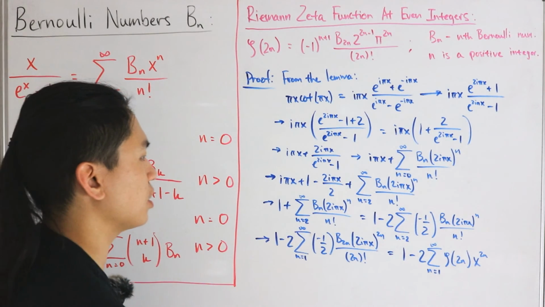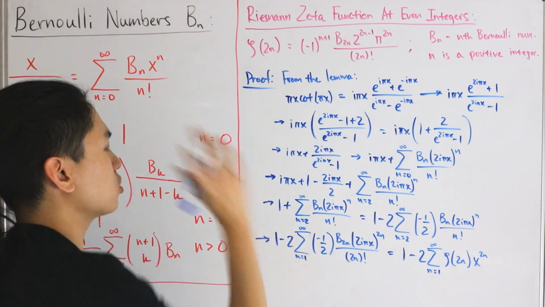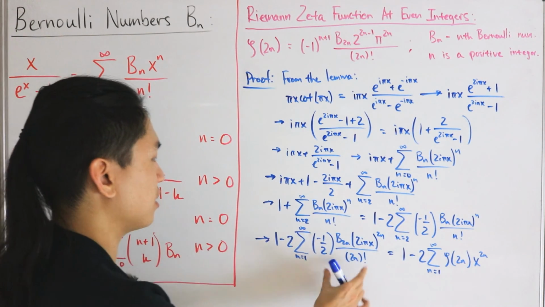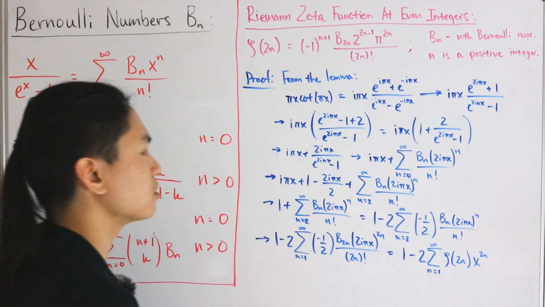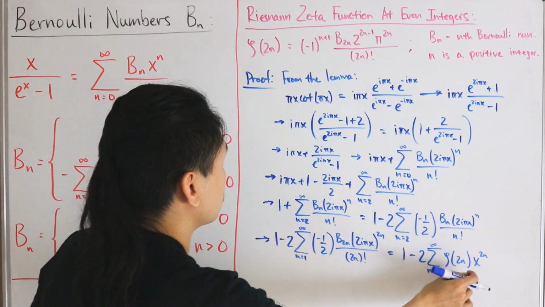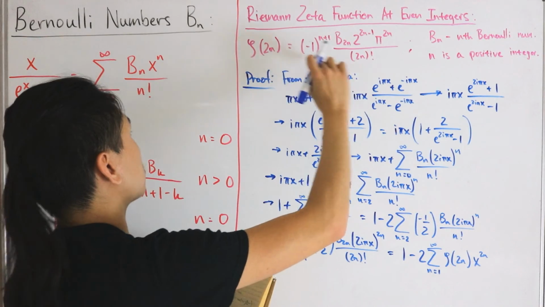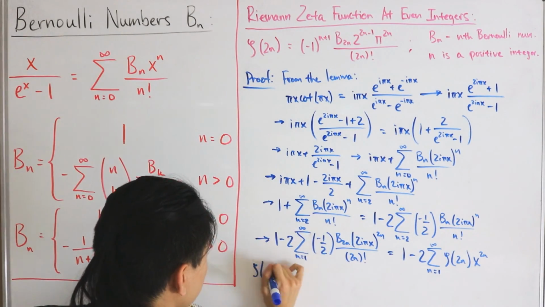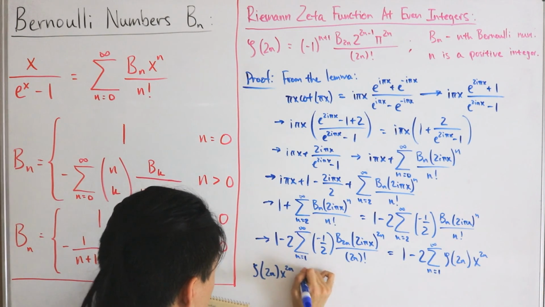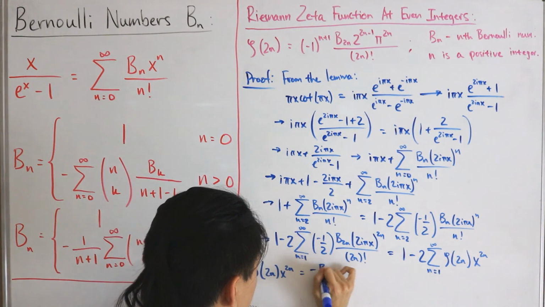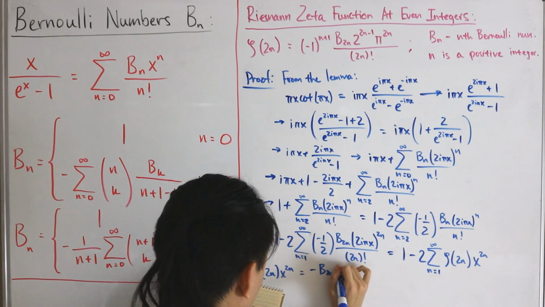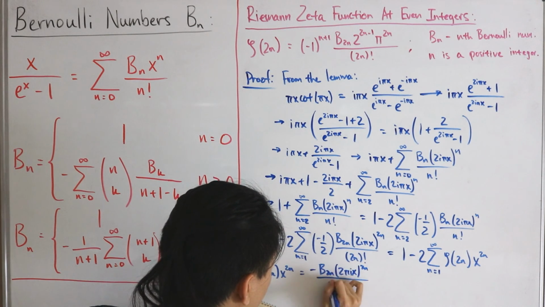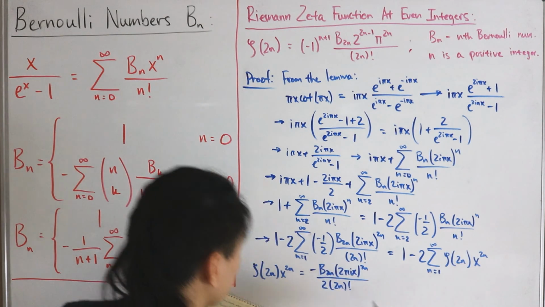The next thing we're going to do, which looks a little confusing, is a clever trick: equate the coefficients of the left hand side and the right hand side, such that this term equals this term. The interesting thing is that if we isolate the Riemann zeta of 2n, we get this explicit formula, since the Riemann zeta of 2n times x to the power 2n is equal to negative b sub 2n, multiplied with 2 pi i x to the 2n, divided by 2n factorial, and then we multiply the 2 over here.